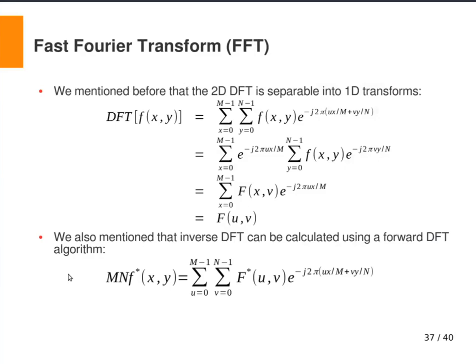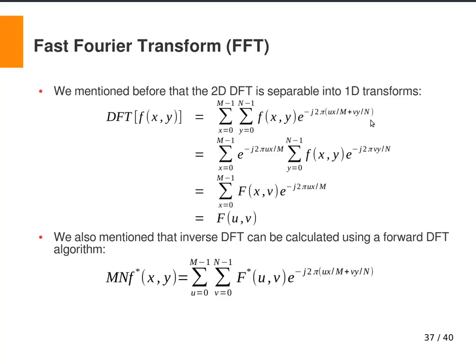The last thing that I want to talk about in this lecture is the fast Fourier transform. Before I do that, let's quickly go over two nice properties of the 2D discrete Fourier transform. The first is that the 2D discrete Fourier transform kernel, this complex exponential function, is separable. That means that instead of performing the 2D discrete Fourier transform all at once, we can do it either by applying the 1D discrete Fourier transform on rows and then on columns, or vice versa.